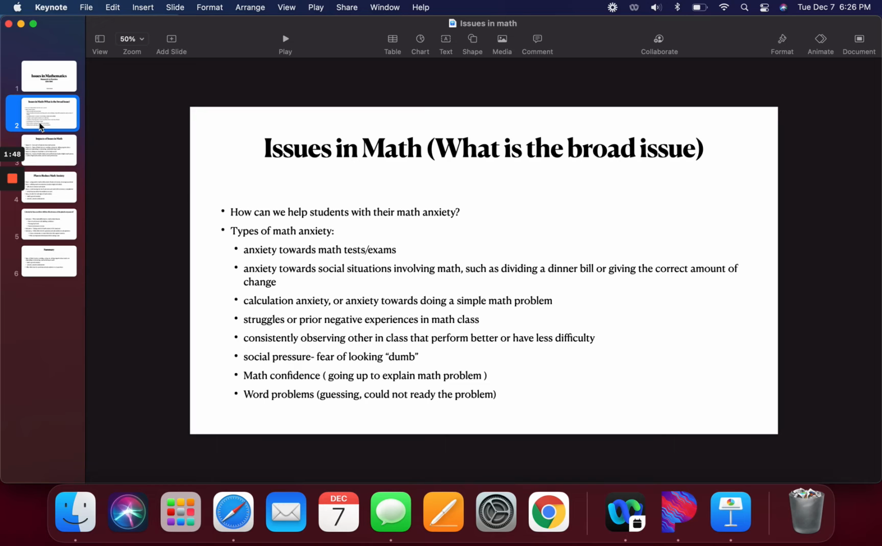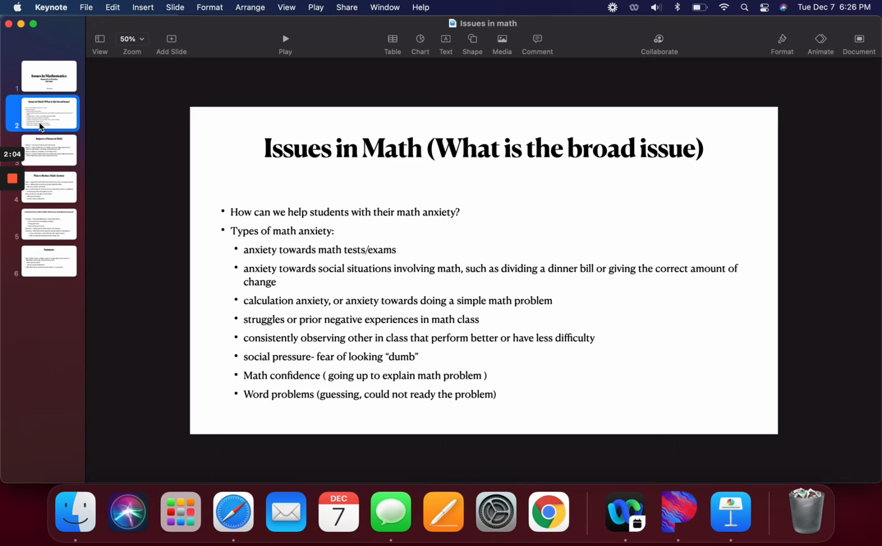And also math confidence, going up to explain a math problem. For example, some teachers may use the method that the student has to go up to the front of the board and work out the math problem. This can cause a lot of anxiety for students.